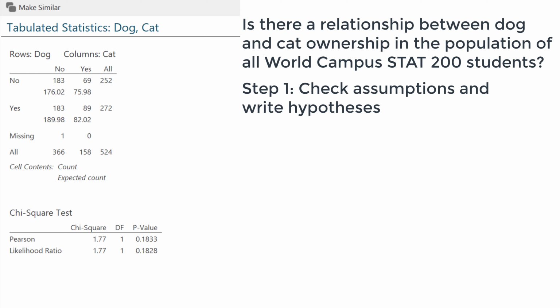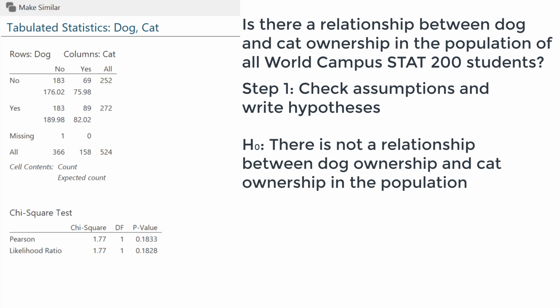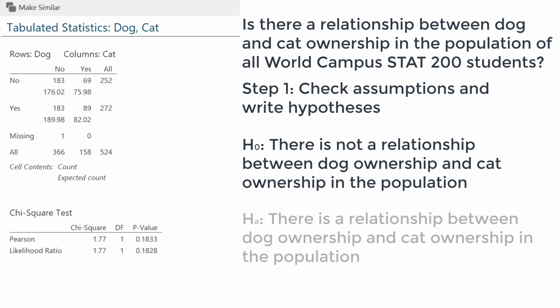Checking assumptions was just the first part of step 1. Next, we need to write our hypotheses. The null hypothesis is that there is not a relationship between dog ownership and cat ownership in the population. The alternative hypothesis is that there is a relationship between dog ownership and cat ownership in the population.